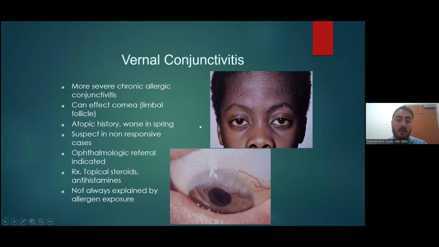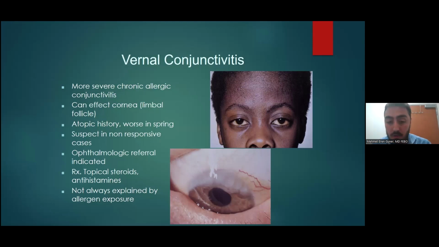These patients usually have a form of atopic history. Their eyes usually get worse in the spring. Almost all of my patients are having a recurrence right now, and half of the calls I get daily right now are about patients with vernal conjunctivitis. If you have an allergic conjunctivitis patient who is having too many symptoms on and off, lasting over a couple of weeks up to months, then you should suspect vernal conjunctivitis. These patients require an ophthalmology evaluation because most of the time we end up treating them with topical steroids.